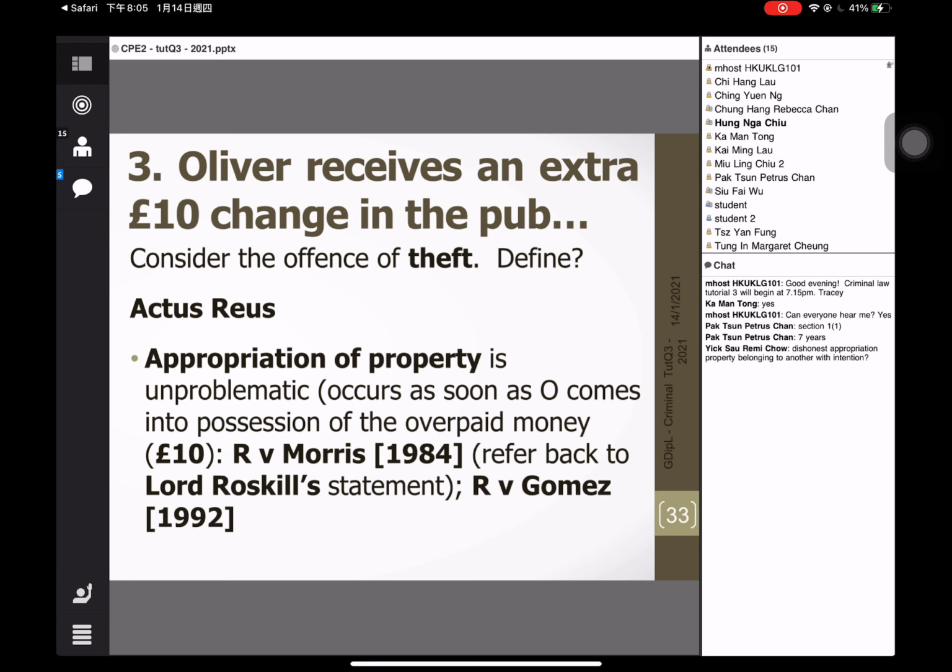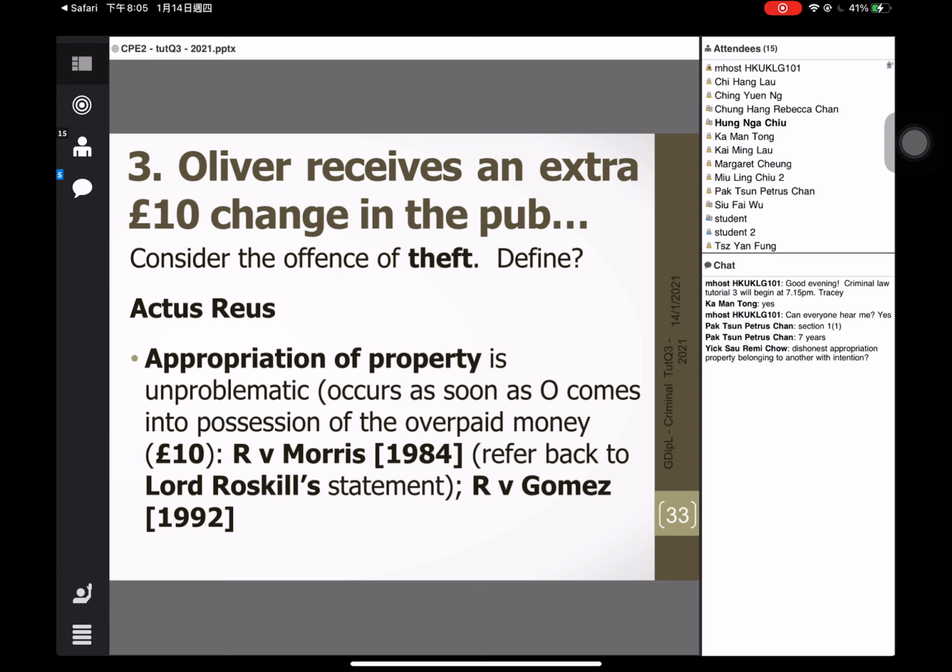Okay, yes, so this would be the dishonest appropriation of property belonging to another with the appropriate intention to permanently deprive. So here, if we look at the actus reus elements first, those would be appropriation of property belonging to another. So appropriation of the property, we see from the slide, occurs when Oliver comes into possession of the overpaid money, the £10 cash. So if we were in the tutorial room, I would have my £10 cash, and I would be holding it, and that would be the appropriation part.